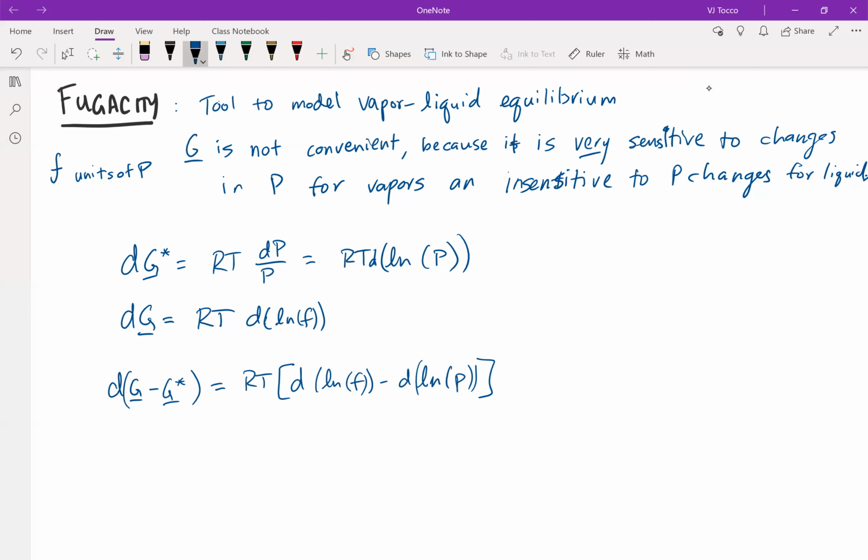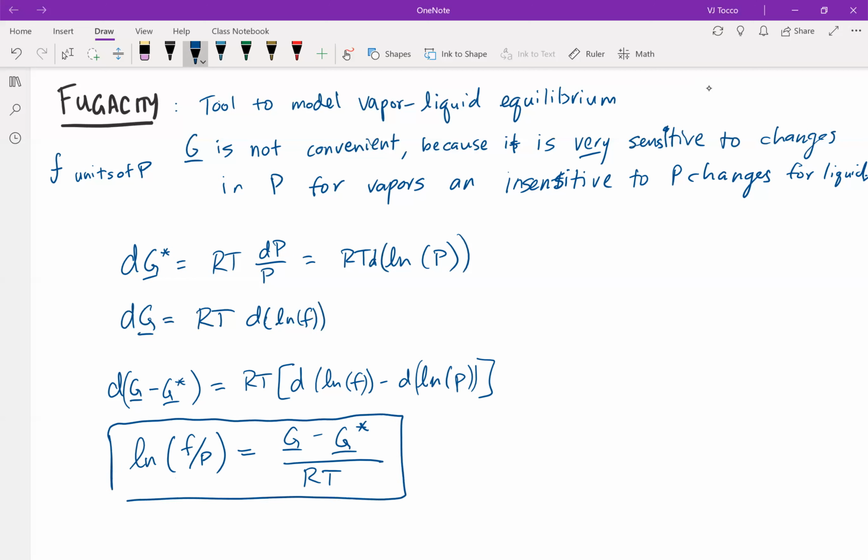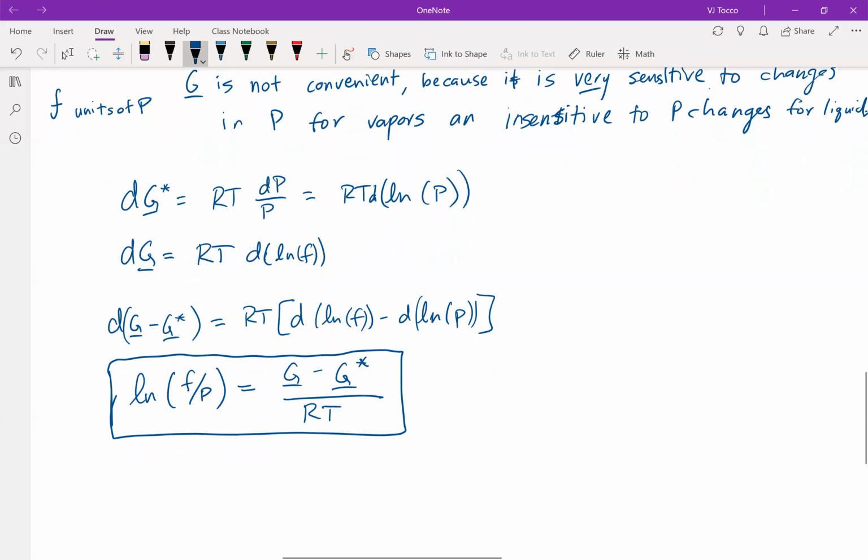Now, a property of logarithms is that whenever I'm subtracting a logarithm, I can make it a fraction. And I can then solve for that fraction. So ln of f over P. Solving that gives me Gibbs of the real state minus Gibbs of the ideal state over RT. All right, so this is the working definition of fugacity that we'll work with for a while.